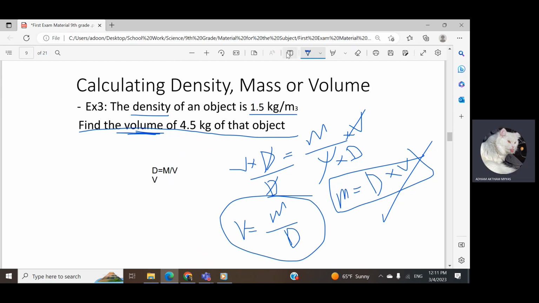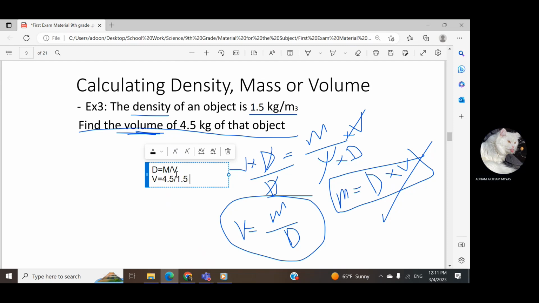So let's move again to the solution. Volume equal. I have the mass, it's 4.5. Okay, Mr. Adam, maybe I don't know the mass. You can see the units. As I told you, the unit is the main thing that you can get from the question. If you don't understand the English word, just look for the units. And find the volume here, it's 4.5 kilogram. Okay, what's the density? It's 1.5. So I think the answer will be 3.